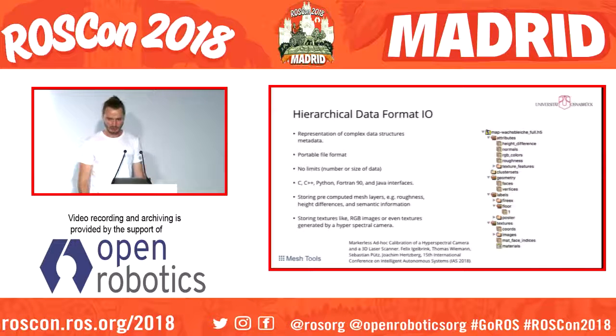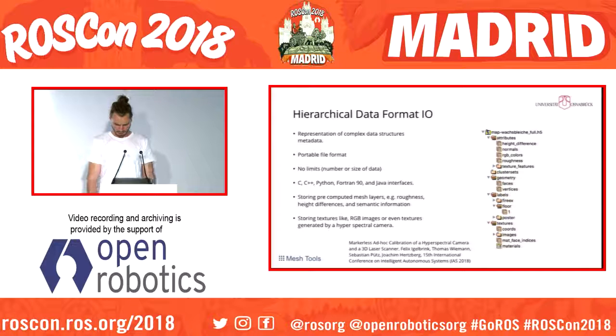So we want to store this data. You can imagine if we have a lot of materials and a lot of images and millions of points, then it's hard to store that with ROS bags or something like that. So we thought maybe Hierarchical Data Format 5 is a good idea, because it's used widely in the scientific world, it's made for complex structures and metadata, and it's also a portable format. On the right side you see the structure we use here. We have attributes like height differences, the normals, RGB colors, roughness, and so on. And of course geometry, then later labels, and also the textures.